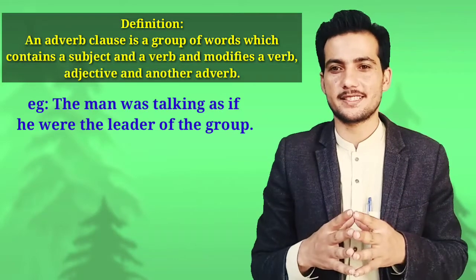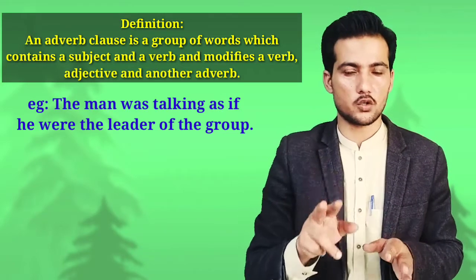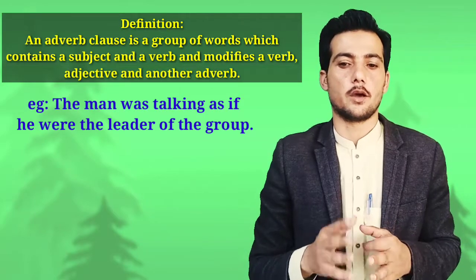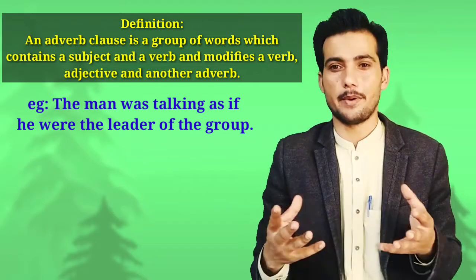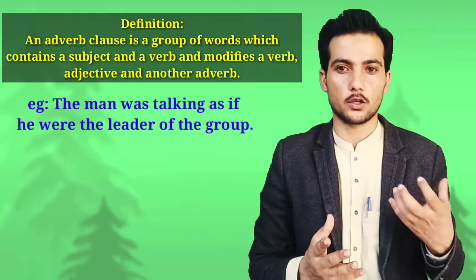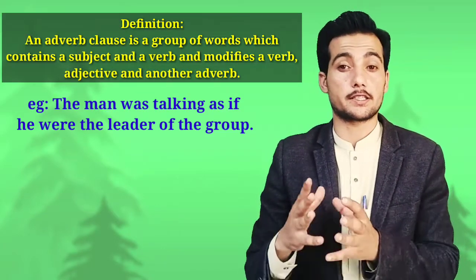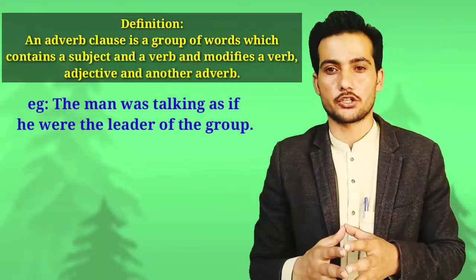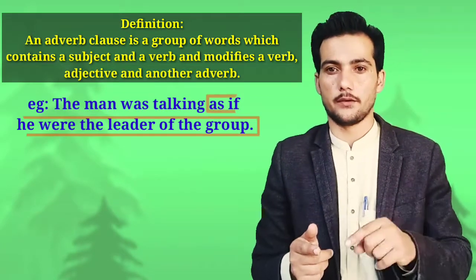For example, the man was talking as if he were the leader of the group. If you just look at this sentence, it consists of two clauses. One is the main clause, the man was talking. And after that, as if he were the leader of the group. If you look at it, it starts with a subordinating conjunction, and that is as if.